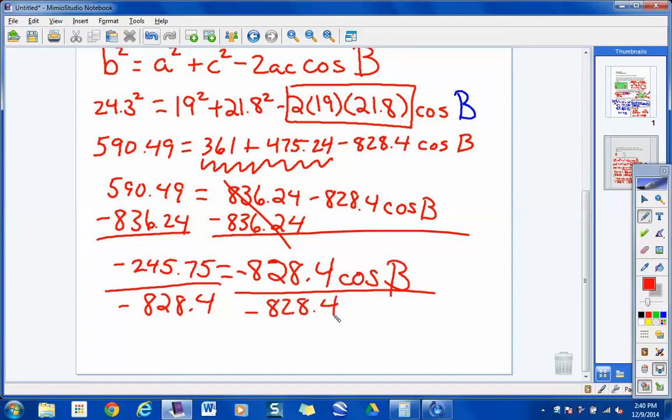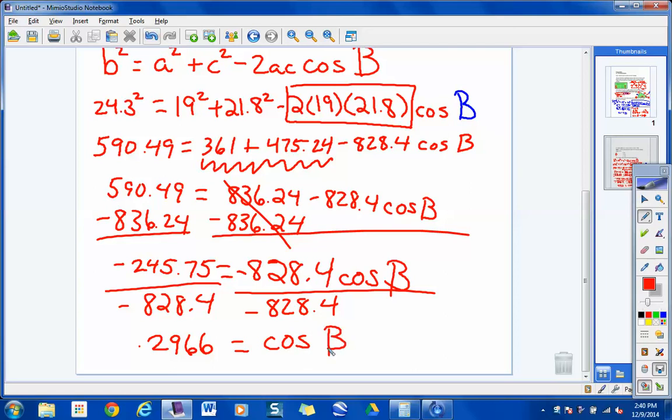Okay. Over here on the left, somebody give me that decimal quickly. 0.2966. Just 4 places will work. 0.2966. Yep. That is going to equal cosine of what here? B. Because these would do what to each other now?